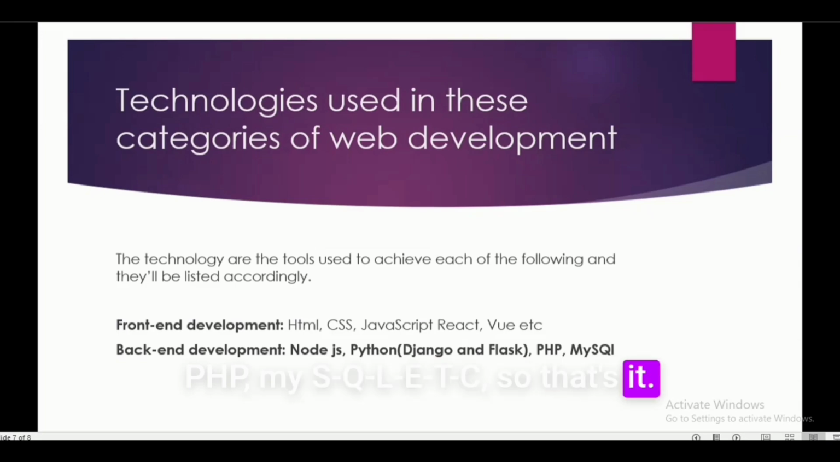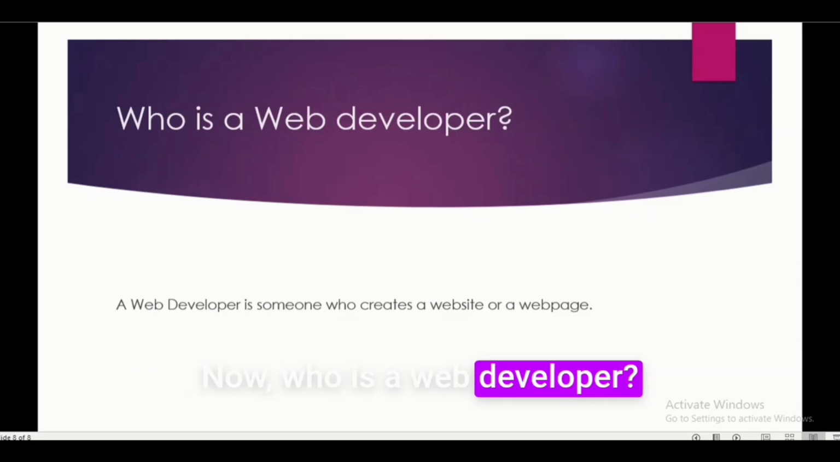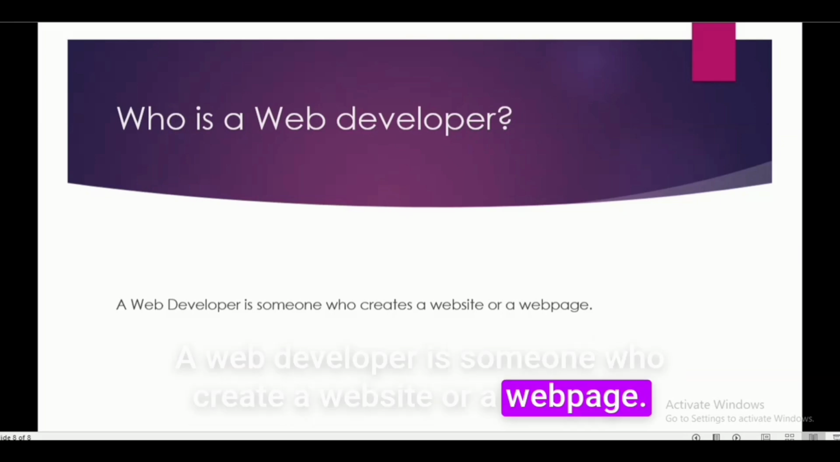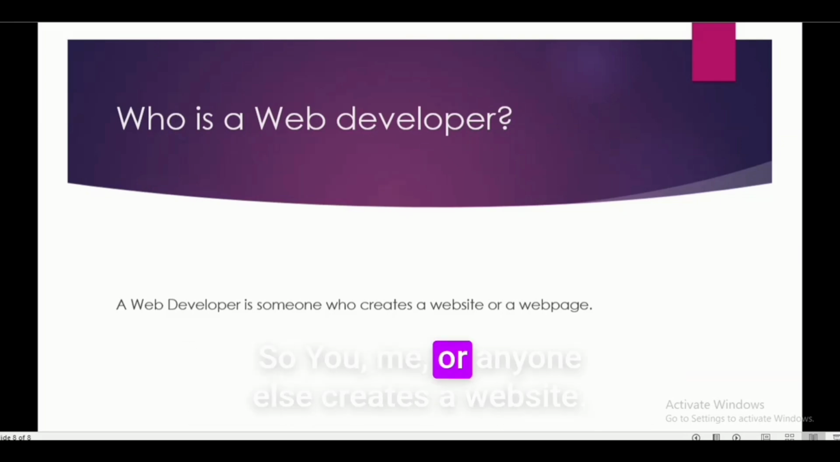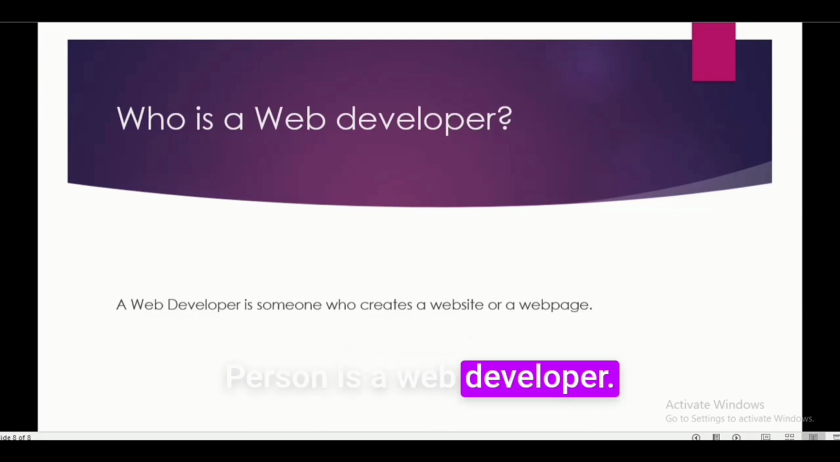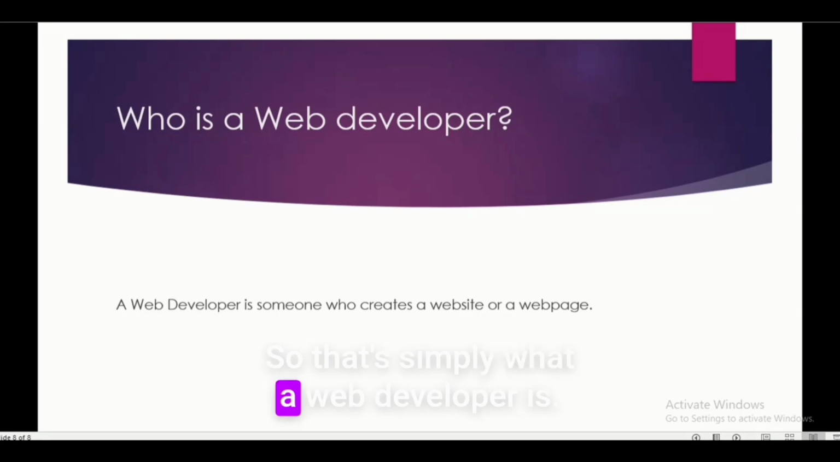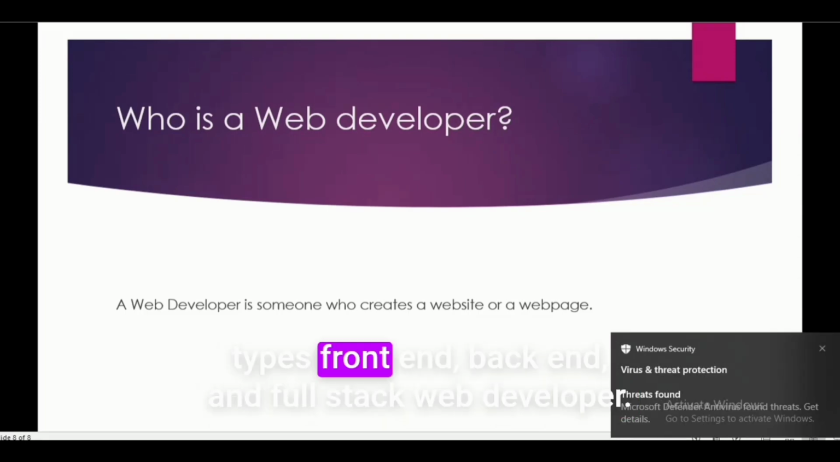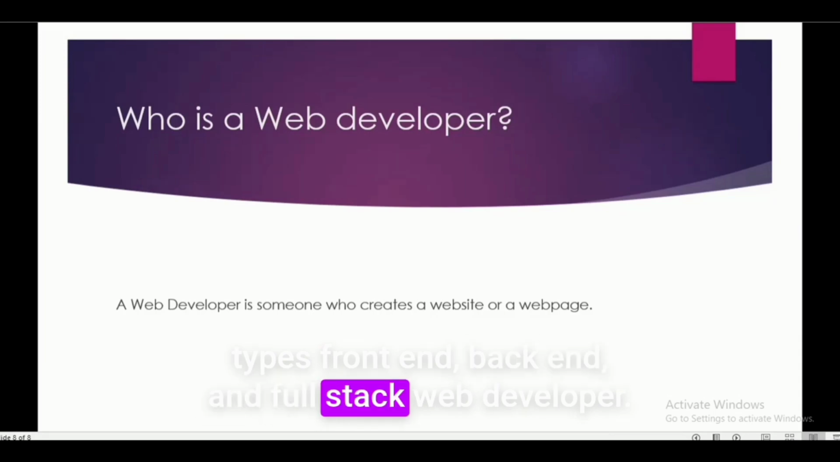So that's it. Now, who is a web developer? A web developer is someone who creates a website or a web page. So say you, me, or anyone else creates a website, that person is a web developer. That's simply what a web developer is. And we all know from web development there are three types: front end, back end, and full stack web developer.